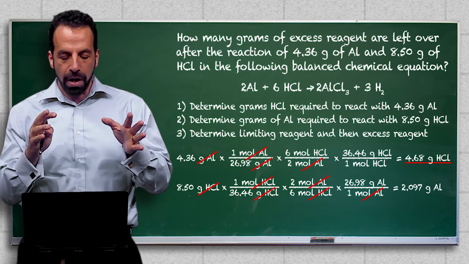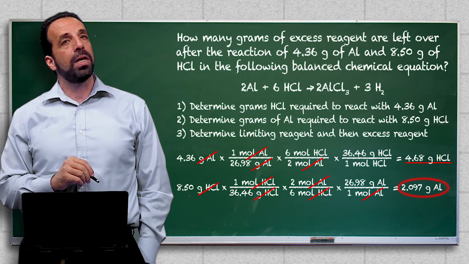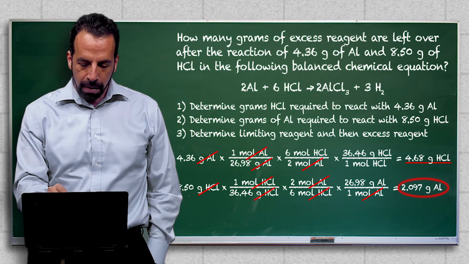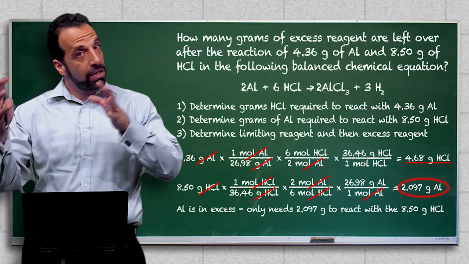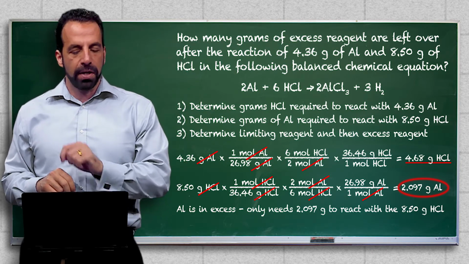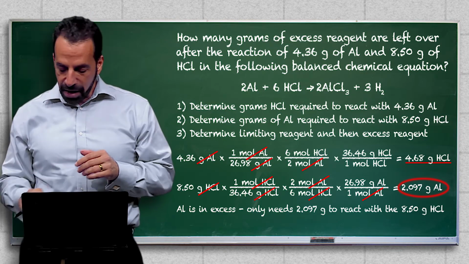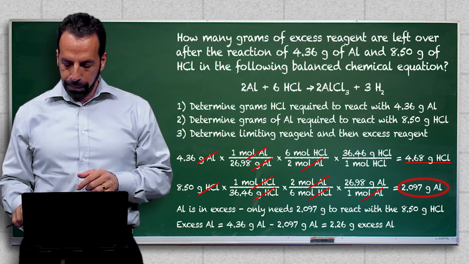That gets all used up. It's only going to need 2.097 grams of aluminum. Well, I added 4.36 grams. So my aluminum is going to be in excess. And again, you have to think about that. Which is the excess, which is the limiting. And so the difference between the 4.36 and the 2.097, that's going to be my excess aluminum for this particular reaction.